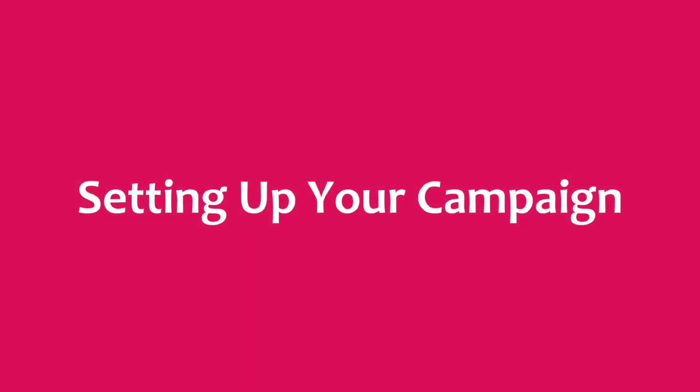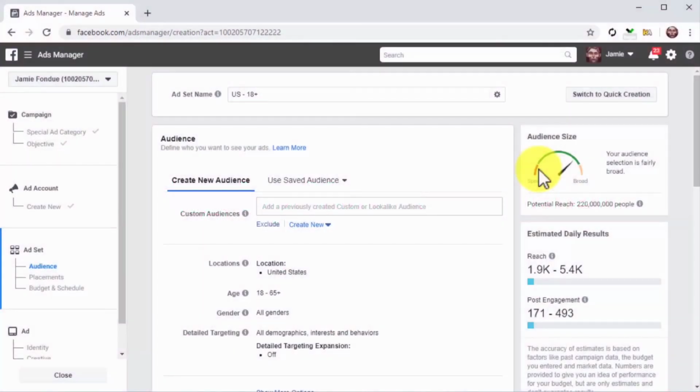Setting up your campaign. Now it is time to set up your ad campaign settings. This includes setting up your ad set, audience, placements, budget, and schedule. Let's start by entering the name of this campaign's ad set into the ad set name field. Let's now move to the audience section. Here you are going to select your target audience, demographics, and attributes.